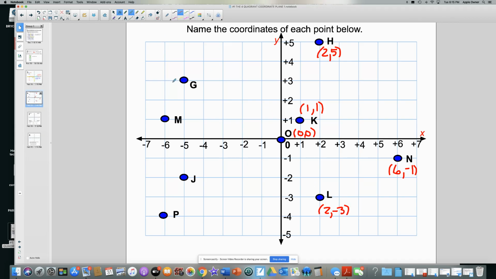If we look over at G, G's in quadrant number 2, this being quadrant 1. This is 2, this one being 3, and this one being 4. G is actually in quadrant 2. And if we look, we're going beyond 0, so we're going backwards. We go to -5 up to +3. So -5, 3. M is -6, 1.